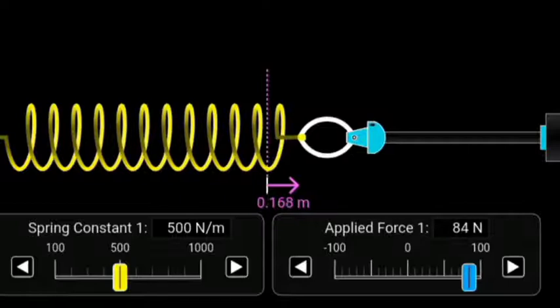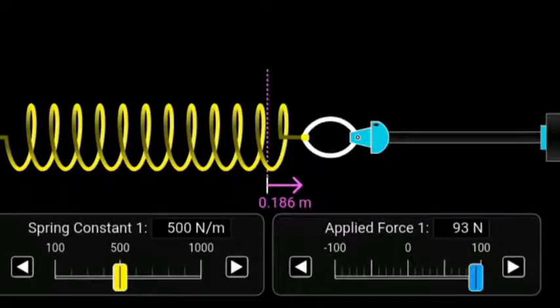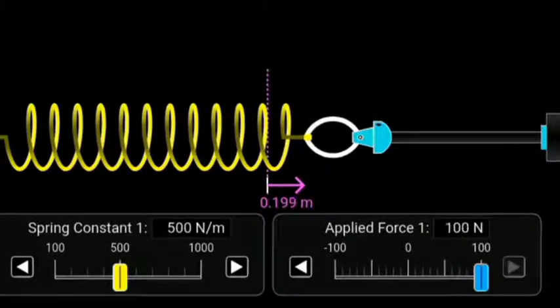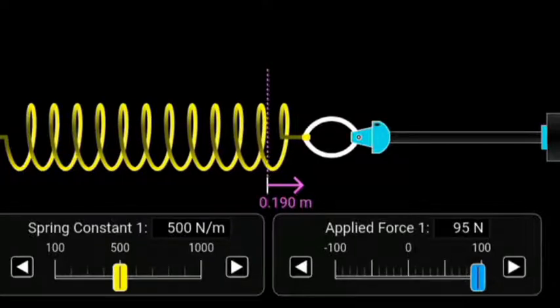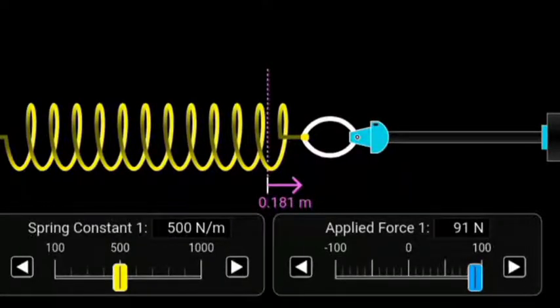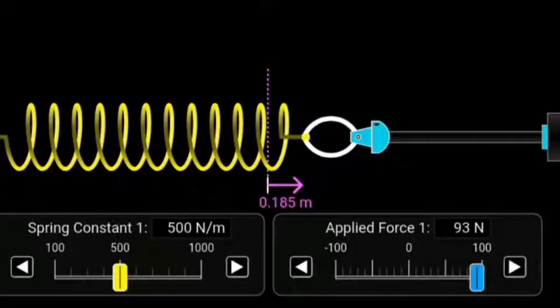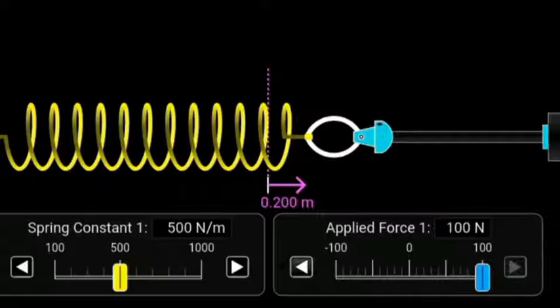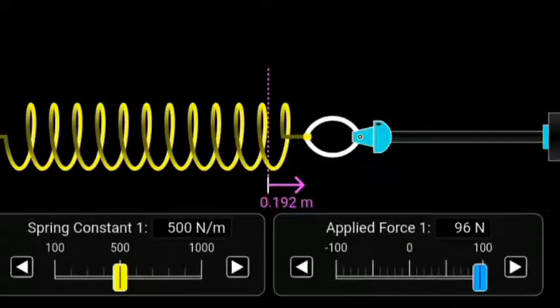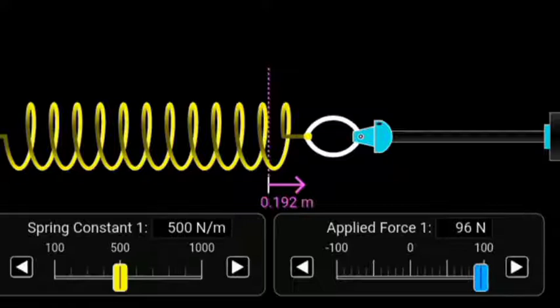Let me go this way: 196, 194, 192. Now, the force is already recorded here, but no problem. We are going to solve the calculation to see if we will be able to get 96 Newton.